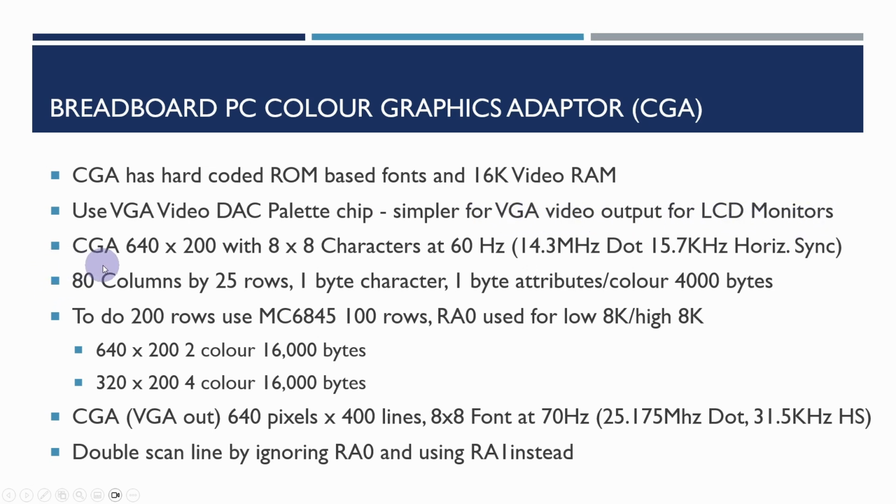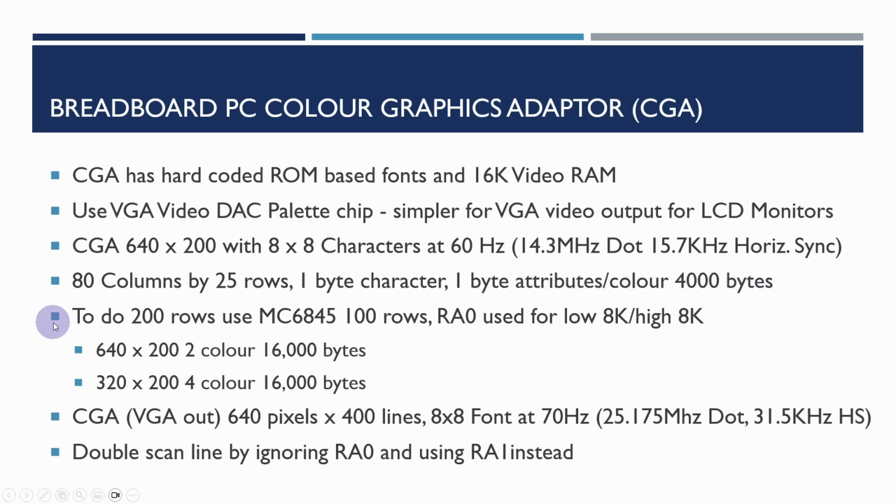Now the original CGA had 640 by 200 pixels, and the character display was made up of 8 pixel by 8 pixel characters at around 60 Hz refresh rate, and in fact this was the 14.3 MHz dot clock, and the horizontal sync frequency is about 15.7 kHz. Now this is where the original 4.77 MHz clock for the IBM PC came from, in that it is the 14.3 MHz divided by 3. So the 80 by 25 column display uses 1 byte for each character and 1 byte for the attributes or colour, so that means it uses about 4,000 bytes.